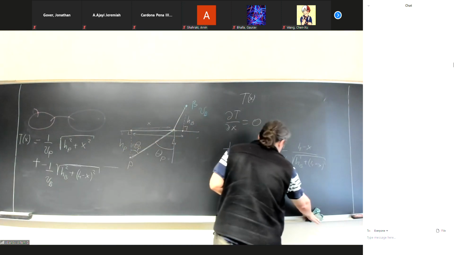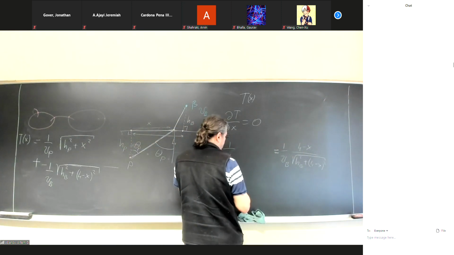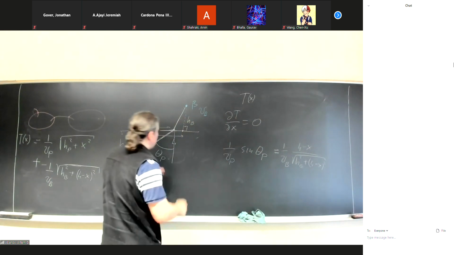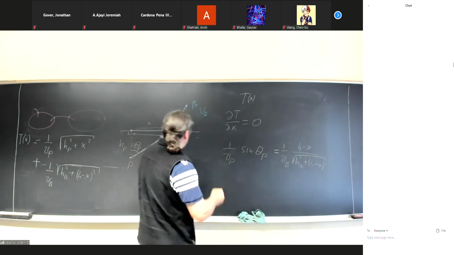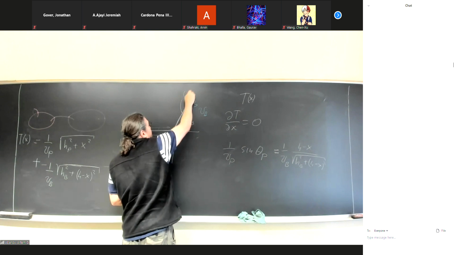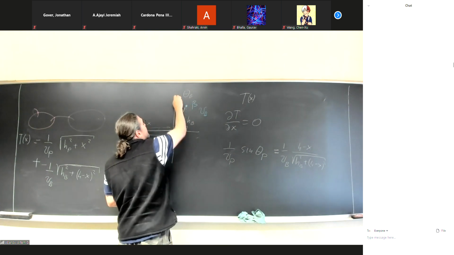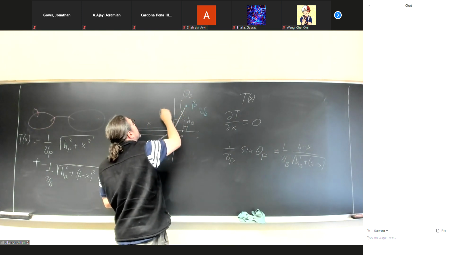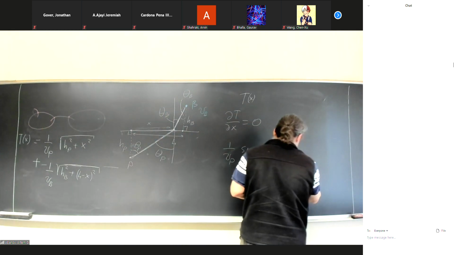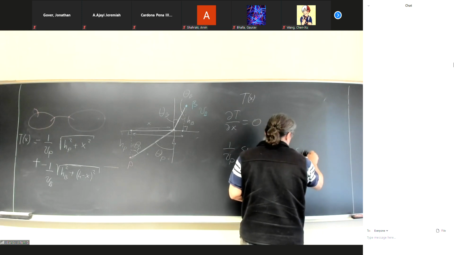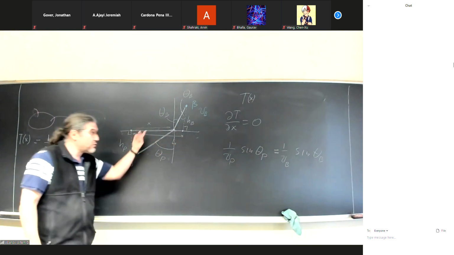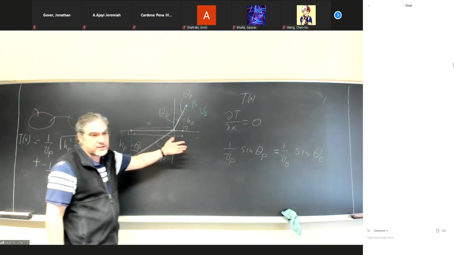So what I have here is sine theta p. And on this side, of course, I have this length divided by this length. So it is the sine of this angle, which is exactly the same as this angle. So what I have here is sine theta b. And that's the answer, right? It's how those two angles, theta p and theta b, are connected with each other.